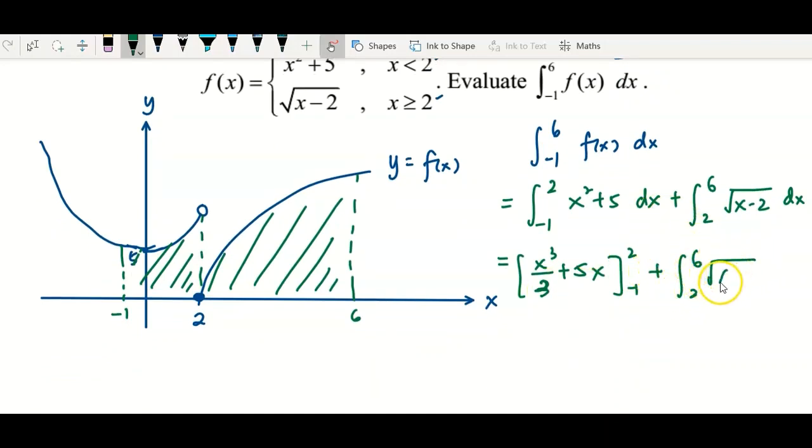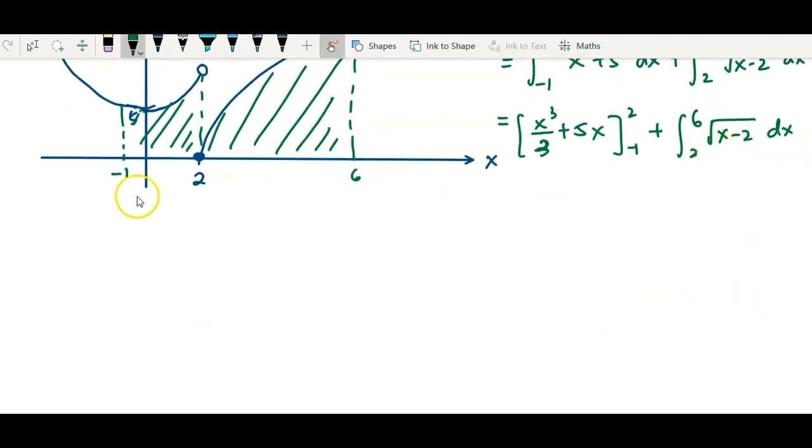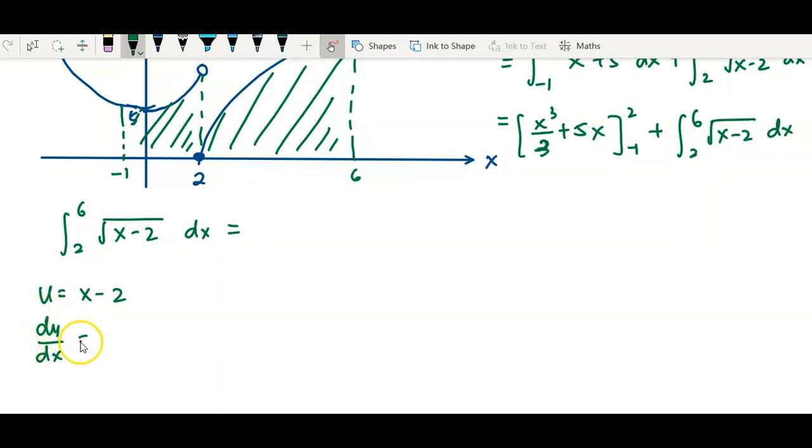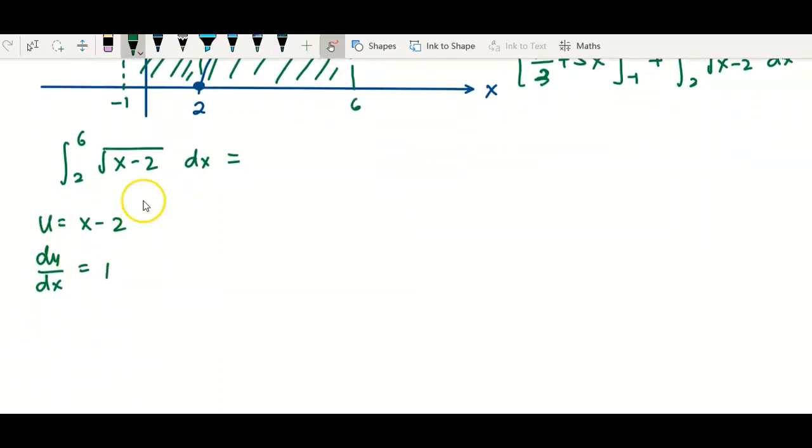the second integral, I need to use substitution. So we just take this out, and we calculate first. We find out what the answer for this integral is, and later on we put it back. Alright? So here I will use substitution to integrate this. I let u equal x minus 2, so du/dx equals 1, meaning that your dx here is going to be replaced by du. And the limit, you need to find out.